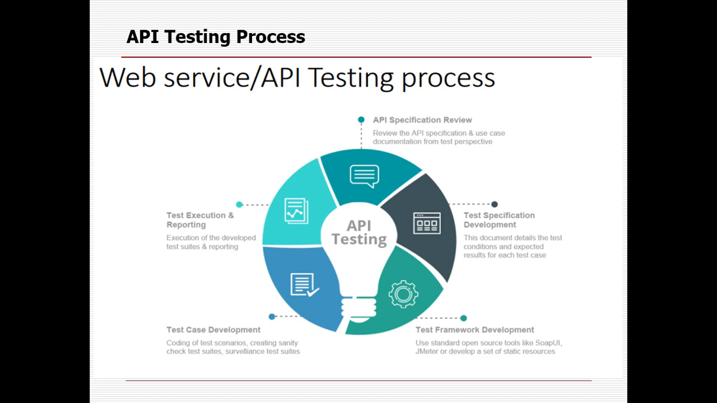In case of failure we can log it as a defect in the defect management tool, and then we can interact with the developer that this part is not working. So that's how the web service or API testing process works in real time.